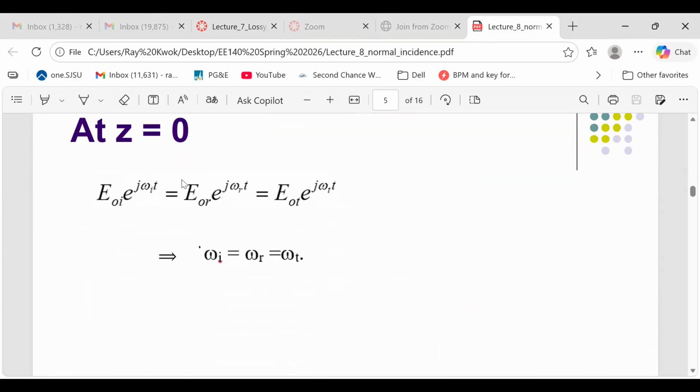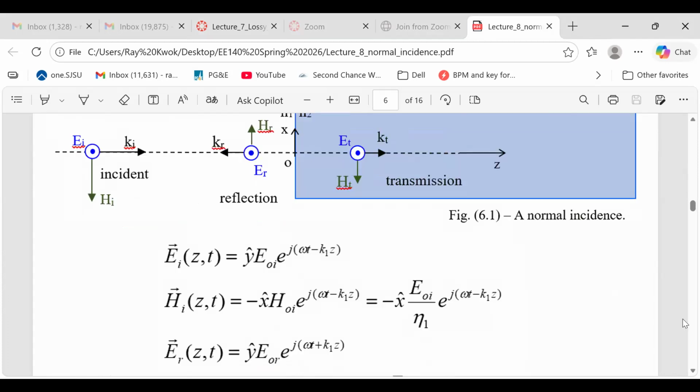Yeah, this is one of the statements. So now the boundary conditions tell us that at z equal to 0, all of them must be the same. And in order for them to be the same for any given time, that means all these frequencies must be the same. That's one of the proofs to arrive at that conclusion we learned earlier.